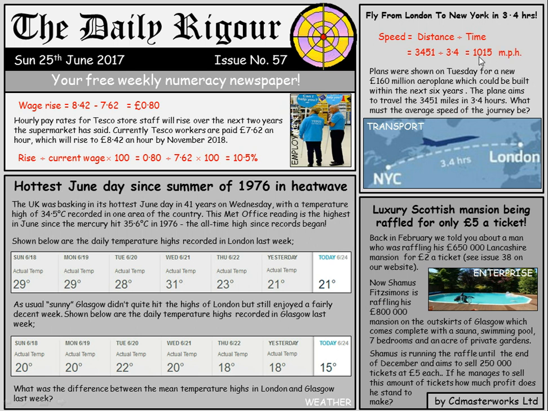Now let's let that sink in for a wee second, guys. A plane flying at an average speed of 1,015 miles per hour, whatever they're going to invent next, will build the Millennium Falcon in 12 years' time, hopefully.